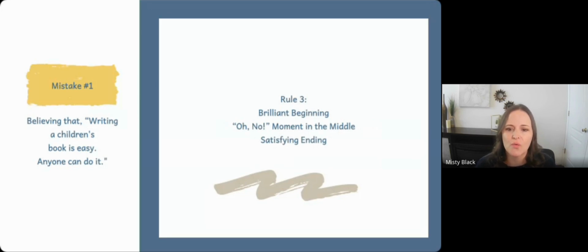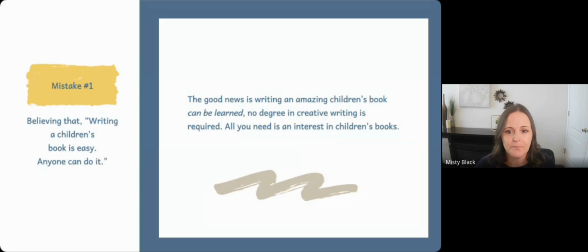And then rule number 3: your book, if it's nonfiction and you're doing a story arc, needs to have a brilliant beginning where that first sentence just captivates them and makes them want to keep reading. It needs to have an oh no moment in the middle and a satisfying ending. So that oh no moment, that climactic middle where the child gasps and can't wait to turn the page and find out what happens, and then an ending that is very satisfying. That's when they want to read the book again and again.